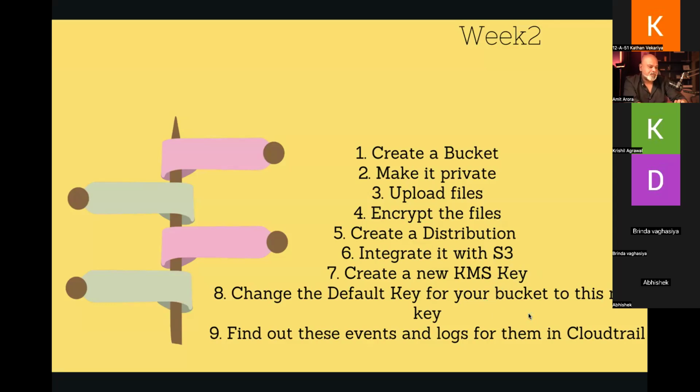Then we will create a new KMS key. Instead of using the default S3 key to encrypt the data, we will actually create a new key. And then we will tell S3 to use this new key instead of using your key to encrypt my data. So in that manner, you will learn how to create keys in KMS and how to tell S3 or any other service to use your keys rather than using a default key.